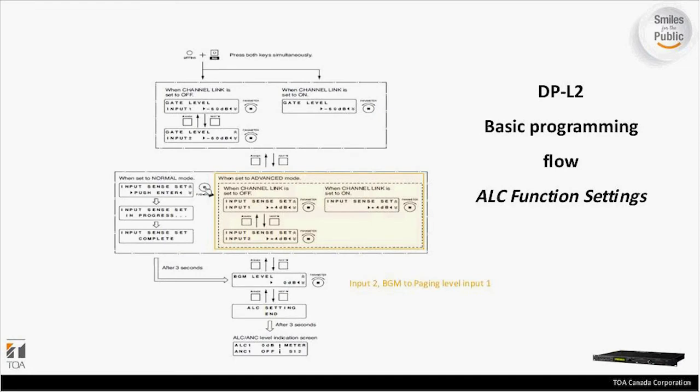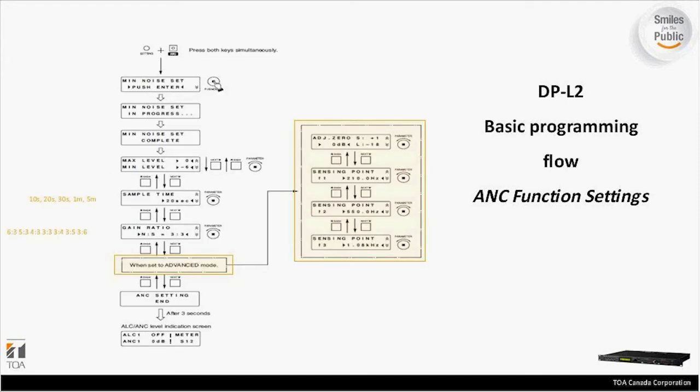So looking at some of the basic programming flow, you see that we move between different scenes by these buttons that are mentioned between the blocks. You can either go forward or backward to different scenes so that you can set it. And this is all done from the front panel, as we mentioned, on the DPL2.